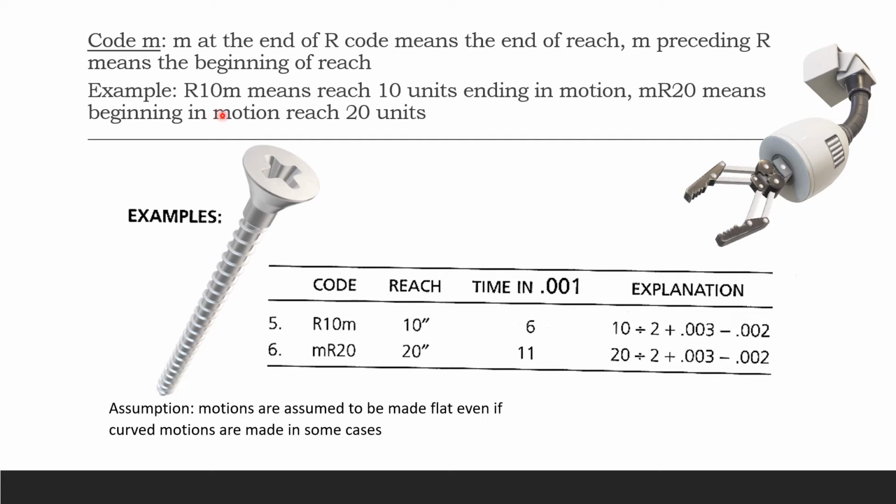So for example R10m, little m, means reaching 10 units, ending in motion, and mR20 means beginning in motion, reach 20 units. Okay, the units in this example are inches. So pretty easy, right? It's just about coding. Our assumption is motions are assumed to be made flat. Even if curved motions are made in some cases, we still take flat as our assumption.